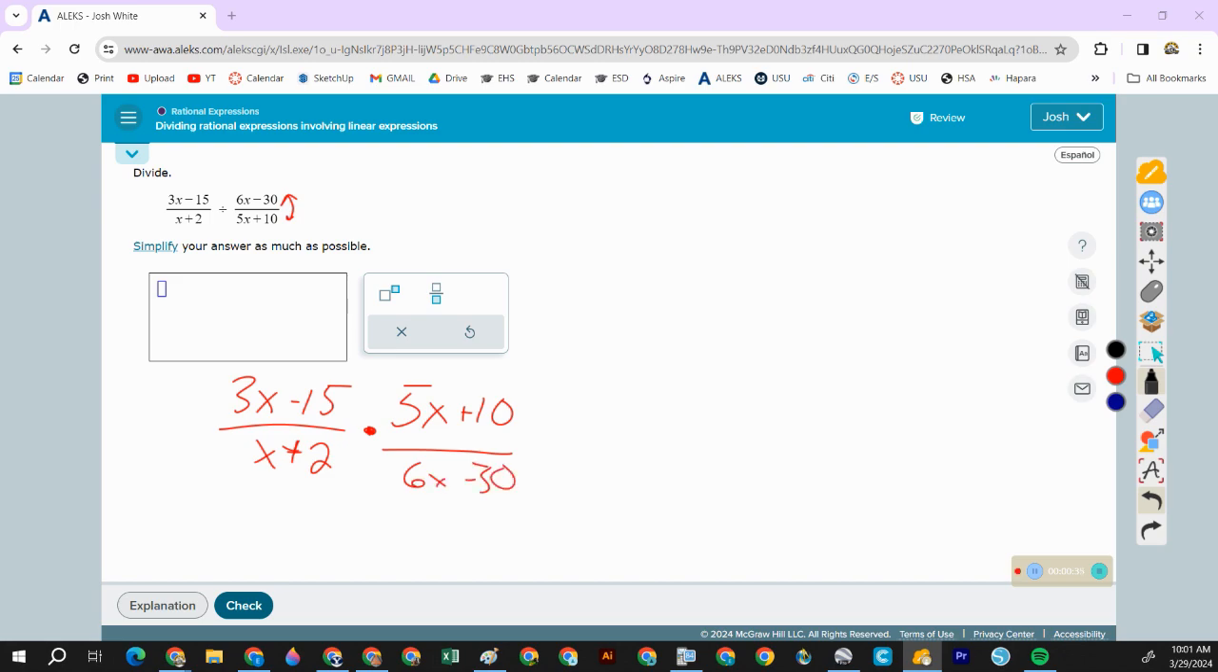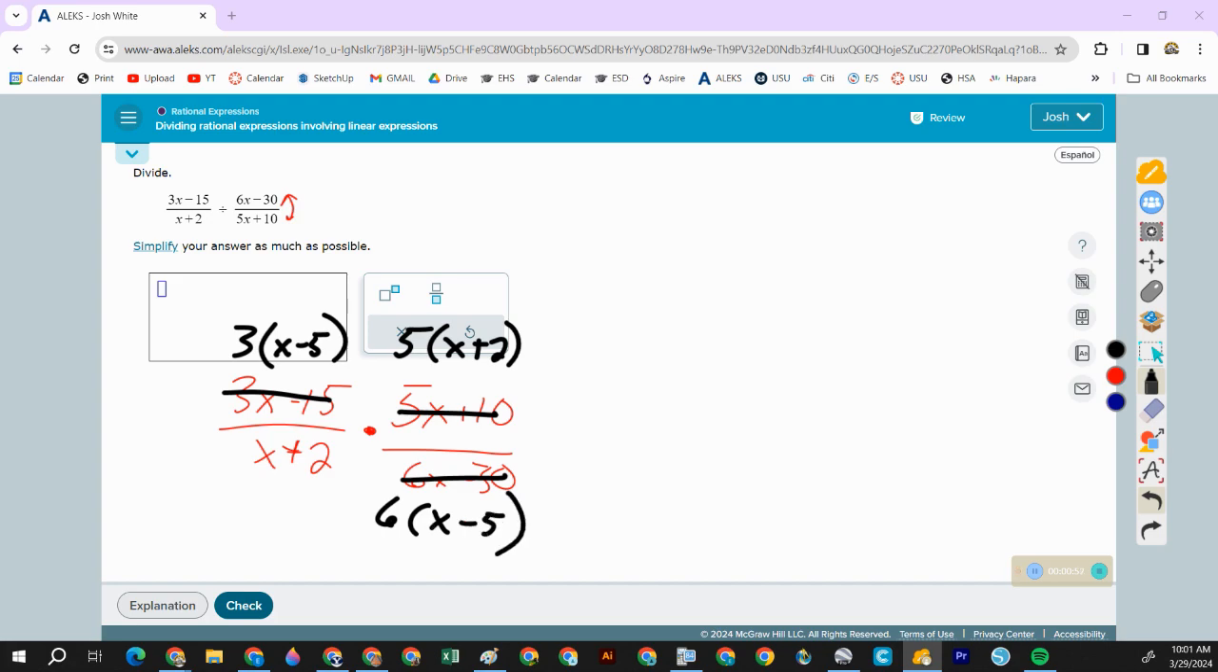And then we try to factor. This one I can pull out a 3 and I get x minus 5. This one I can pull out a 5 and I get x plus 2. And this one I can pull out a 6 and I get x minus 5. And we start canceling. X minus 5 cancels x minus 5. And x plus 2 cancels x plus 2. And this 3 goes into the 6 twice. So I'm left with a 5 and a 2.